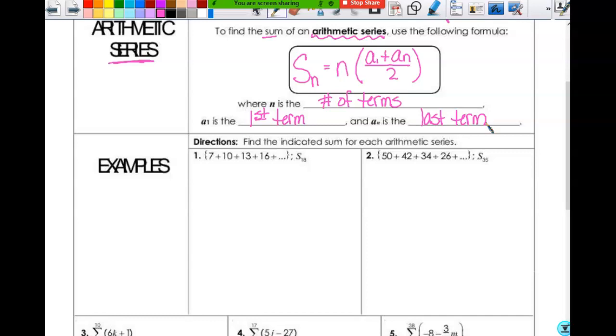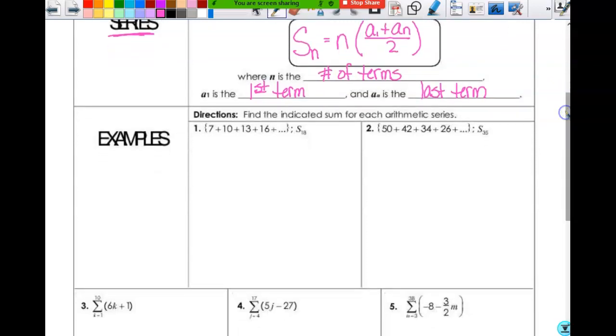Might not be a bad idea for you to come up with some way to have all your little formulas together, whatever works best for you. If it's on a separate little sheet of paper, or in a separate little digital document, that way they're all there and you don't have to flip through all of your notes every single time. So this says we're going to find the indicated sum for each arithmetic series.